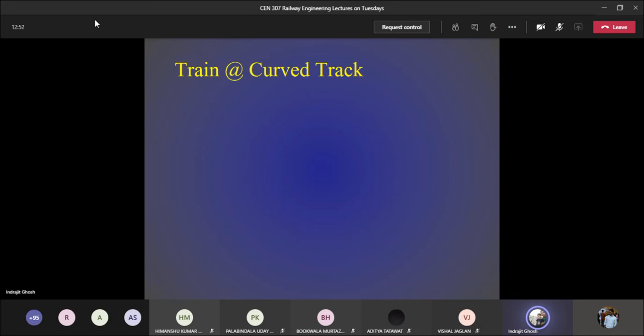In a curved track, we have seen several instances. We have seen the coning of wheel. We have talked about the curve resistances. But we missed one thing that we are going to talk about in this particular chapter, that is super elevation.